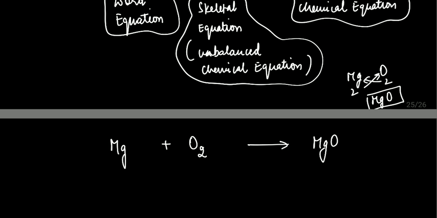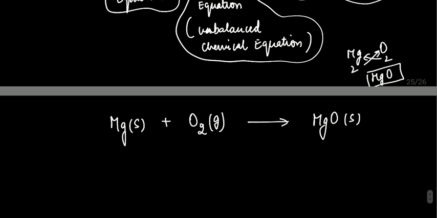Magnesium oxide is formed because of the valency concept, that magnesium is divalent, oxygen is also divalent, so their valency cancels off and we get the formula MgO. If magnesium can donate 2 electrons, oxygen can accept 2 electrons. So we need only one atom each of magnesium and oxygen. That's why the formula is MgO. Now magnesium is in the solid state, oxygen is in the gaseous state, magnesium oxide is in the solid state. So how to represent a chemical equation properly? States of matter should be mentioned, symbols should be mentioned, then we also need to balance this chemical equation.